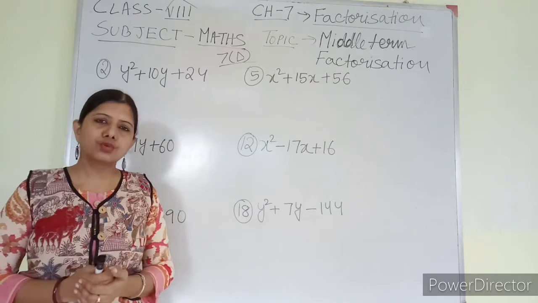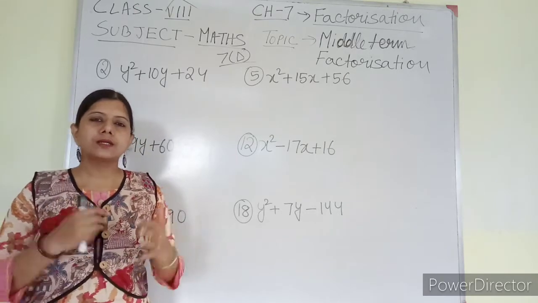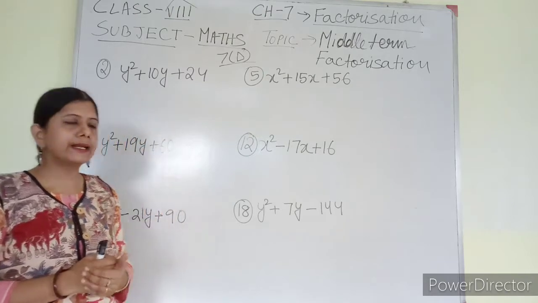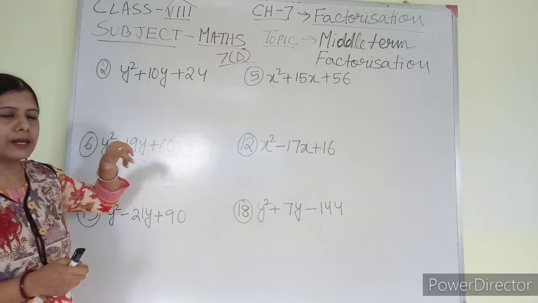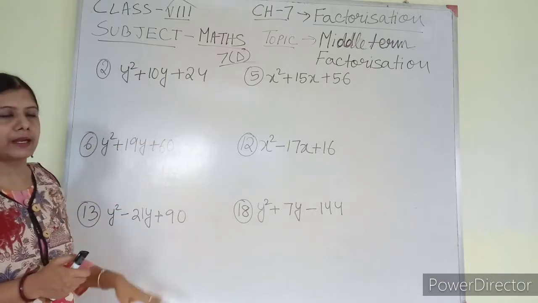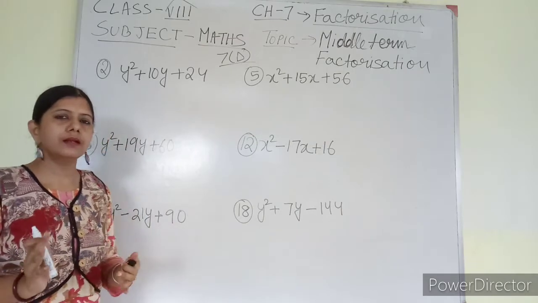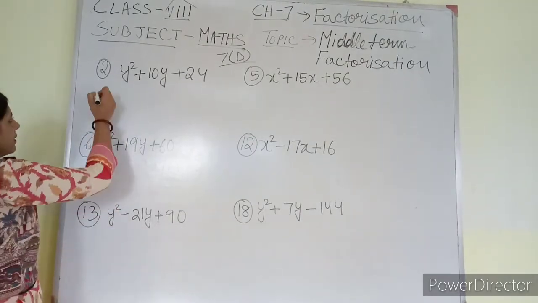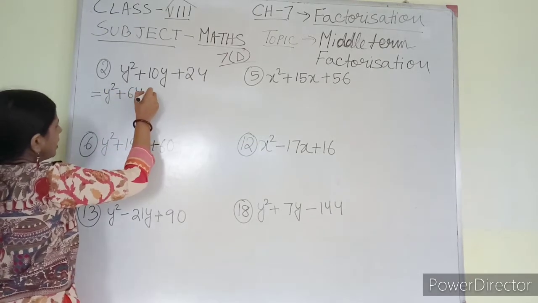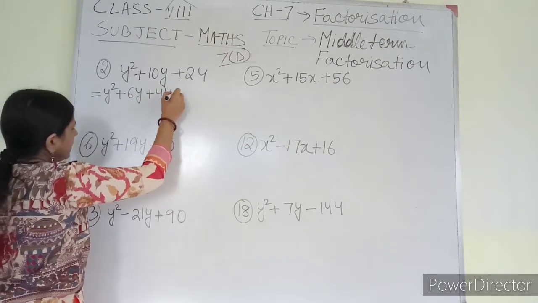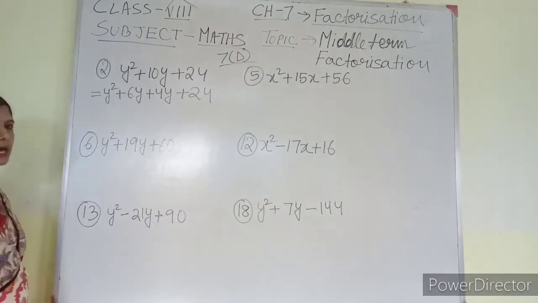24: 12 into 2 is 24, 8 into 3 is 24, 6 into 4 is 24. So I will take 6 into 4. 6 into 4 is 24 and 6 plus 4 is 10. So 10 will be divided into two parts, that is 6 and 4. So I will write it as y square plus 6y plus 4y plus 24. 10 is divided into two parts.